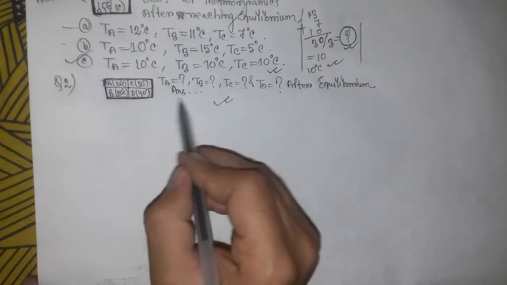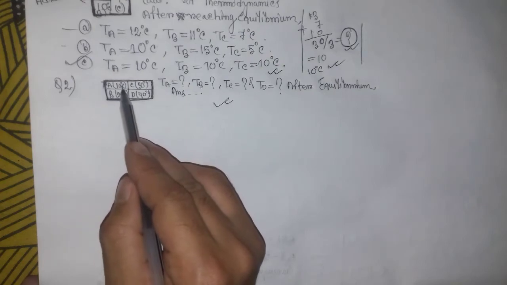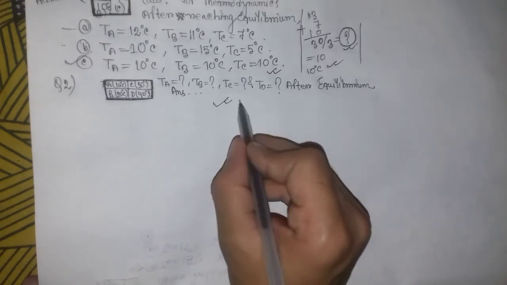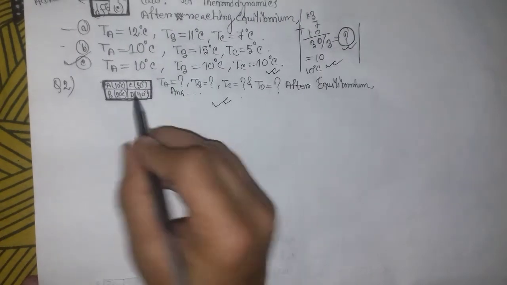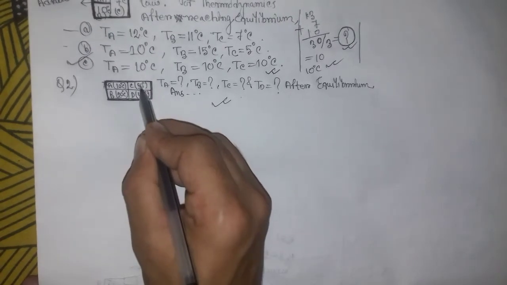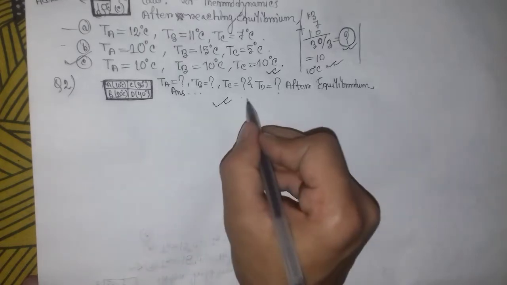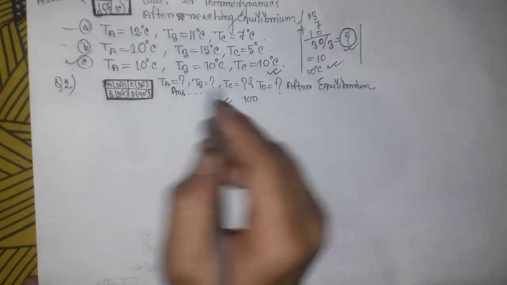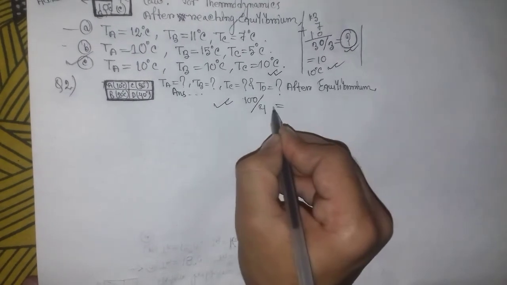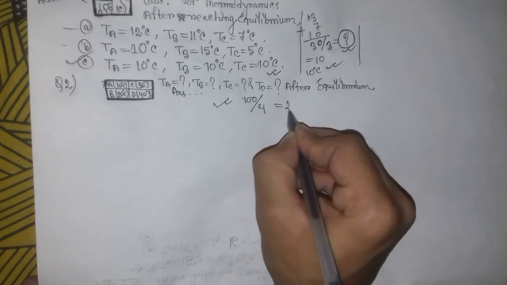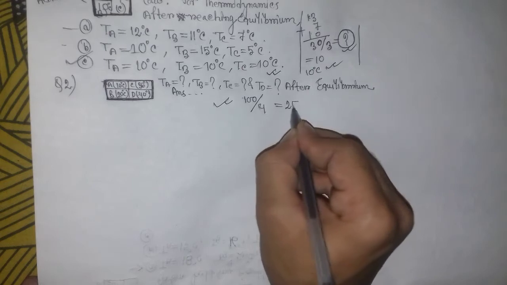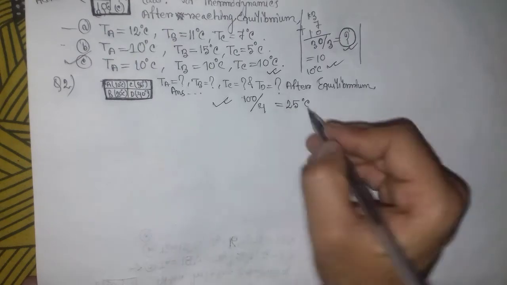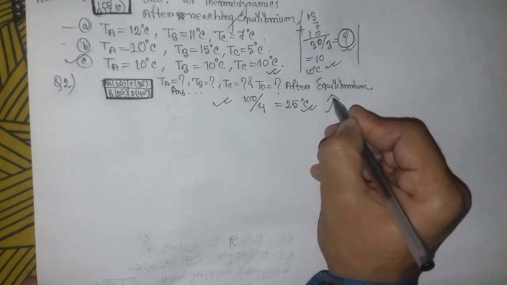Question 2. What will happen after achieving equilibrium? Body A is at temperature 10 degrees, B is 20 degrees, C is 30 degrees, and D is 40 degrees. In this case, the sum of 30 plus 10 is 40, and 40 plus 40 is 80, and 20, that makes 100 degrees, and dividing by 4, that is equal to 25 degrees centigrade. That means each of these bodies' temperature became 25 degrees centigrade after achieving equilibrium according to the Zeroth law.